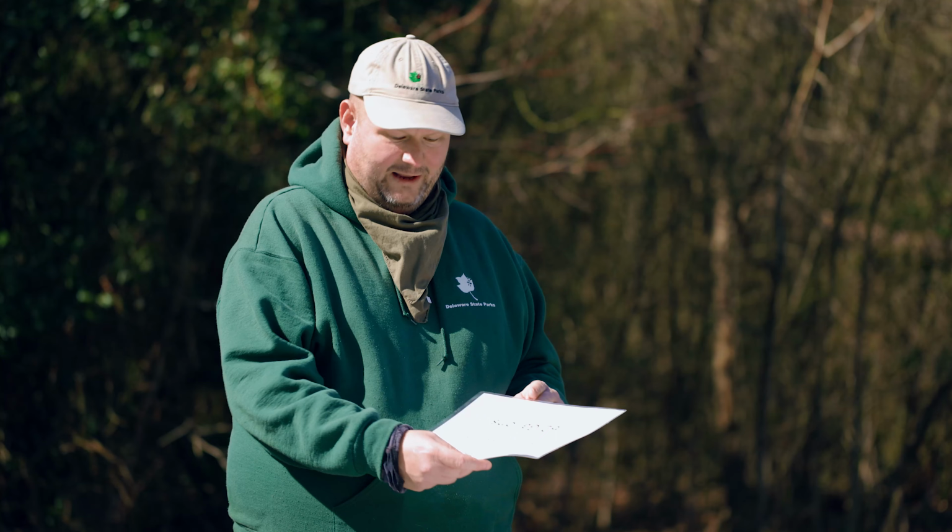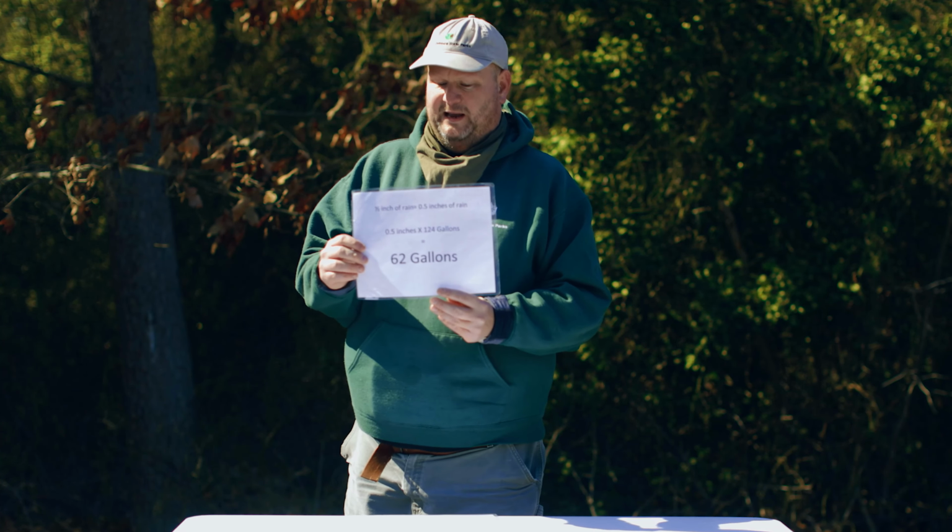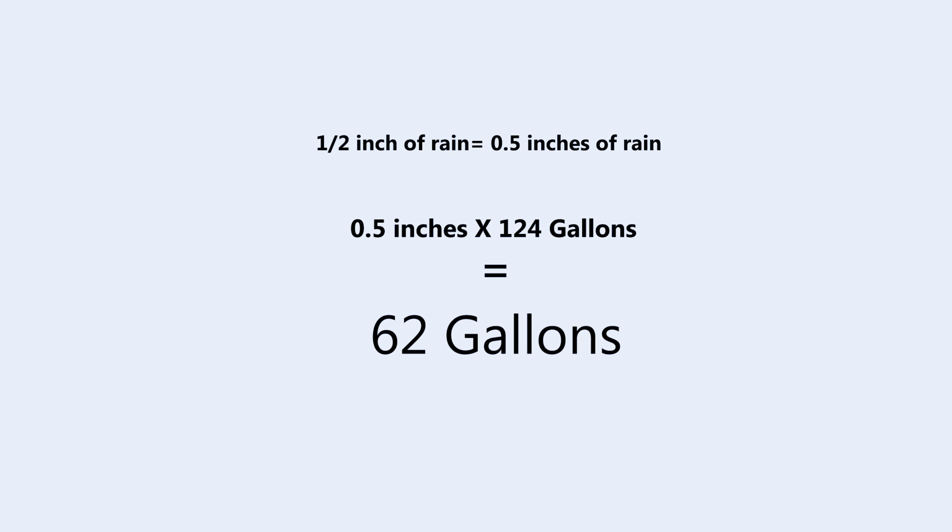So for example, if we only got ½ an inch of rain in this parking space, what we would do is take that 124 gallons and multiply it by 0.5, or a half. That would give us 62 gallons. So with ½ an inch of rain, we would get 62 gallons on this parking spot.